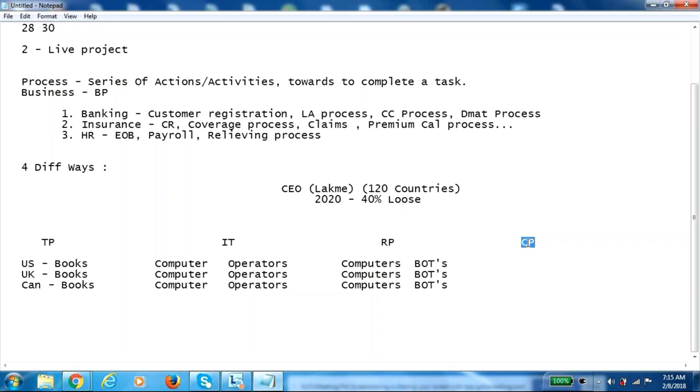So what is the cognitive process, sir? In the cognitive process also, we maintain the information in the format of computers, and the computers are operated by bots. Both are the same only, right? Kishore, robotic process and cognitive process, both are the same. Then how is it different? The only difference is that in robotic process, bots are not self-thinking. Bots blindly work as per our instructions. But in cognitive process, bots are self-thinking and self-decision-making.